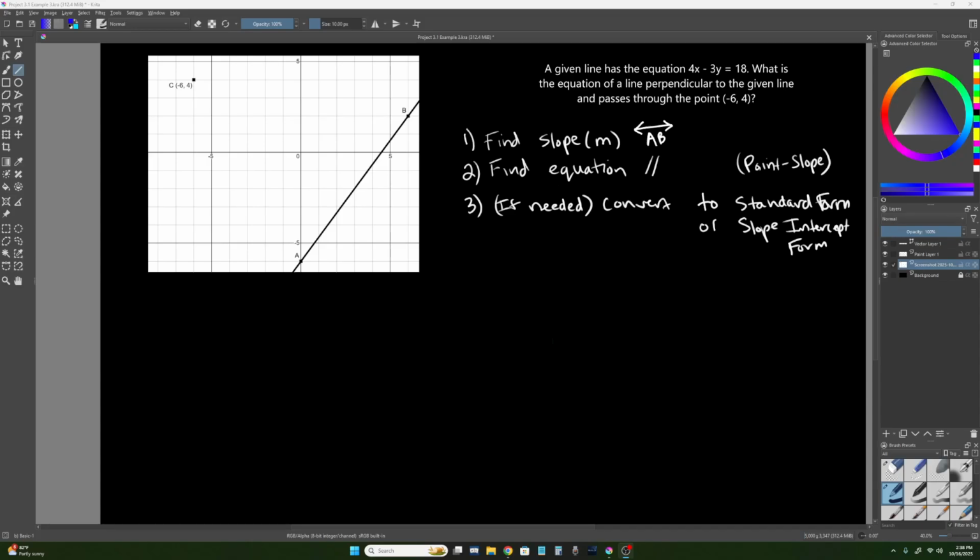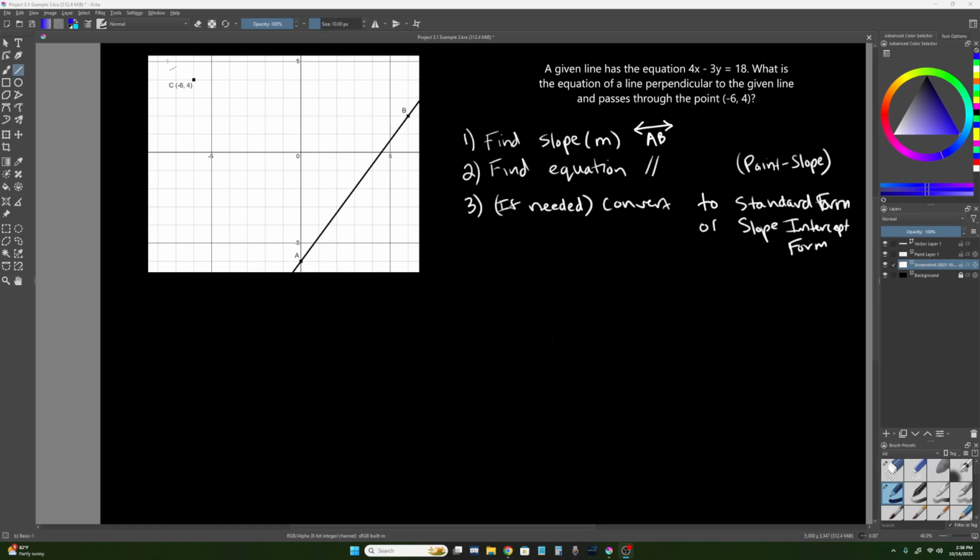All right, taking a look at an example similar to the last question. So our problem here is a given line has the equation 4x minus 3y is equal to 18. I drew that as line AB on this graph. What is the equation of a line perpendicular to the given line and passes through the point negative 6, 4?